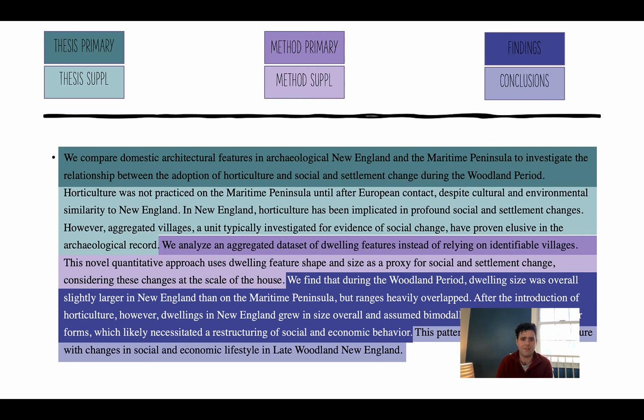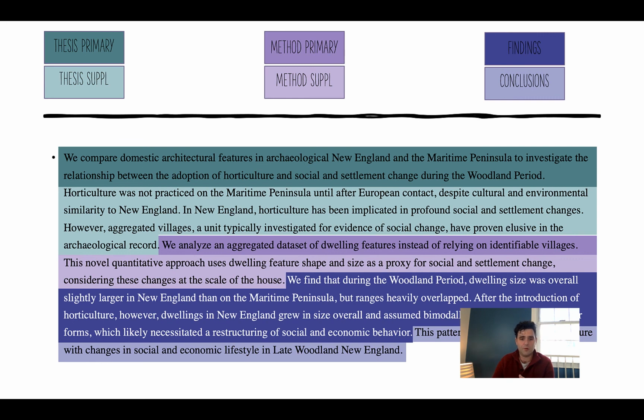Second, the primary method. We analyze an aggregated data set of dwelling features instead of relying on identifiable villages. Really simple. We analyzed an aggregated data set of dwelling features, right? That's it. I don't give you any more information about that. If you want to know more about what that means, that's what the paper's for. And then we go into several pages of descriptions about what that means.